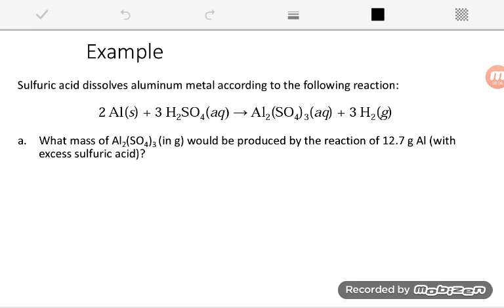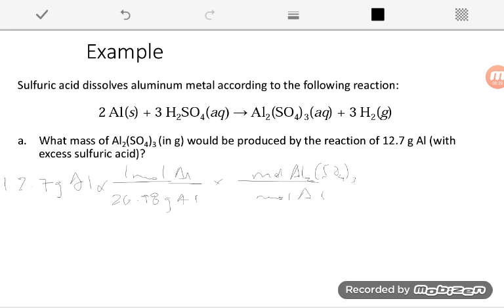So I would do the same thing where I had 12.7 grams of aluminum. For every 26.98 grams of aluminum, I produce 1 mole. So I still go to moles first. My next step is still the mole-to-mole ratio, so I get rid of moles of aluminum and turn it into moles of aluminum sulfate. So for every 2 aluminums, there is 1 aluminum sulfate.